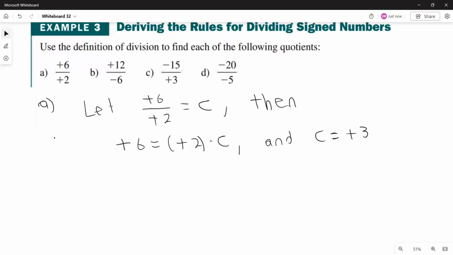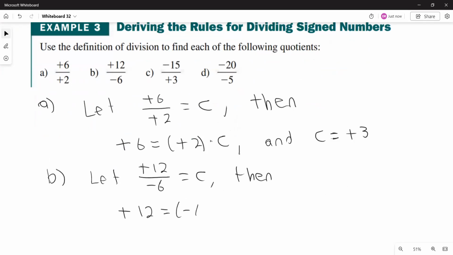B, let positive 12 over negative 6, let's call that C. Then positive 12 equals negative 6 times C. So the number that multiplied by negative 6 is equal to positive 12 is going to be negative 2.